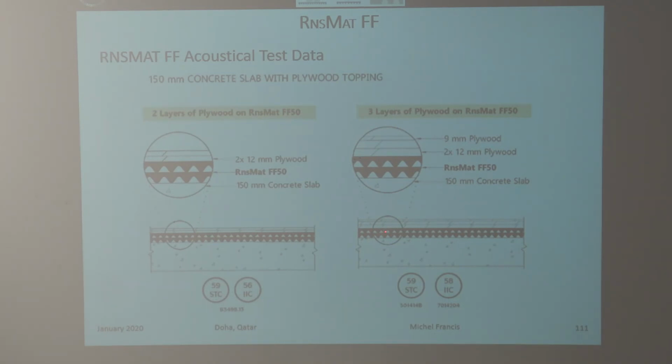Here are 2 layers of mat and 2 times 12 mm plywood and 9 mm maybe top finish plywood if you like. So that would be maybe the pre-engineered parquet that has a look of parquet but is only plywood. So you can have that, and it has very good performance as well.